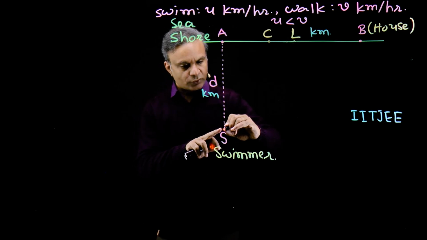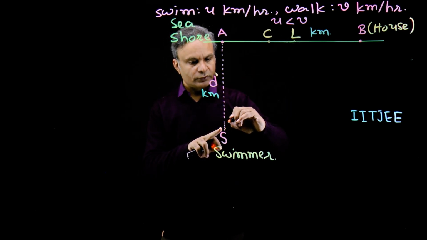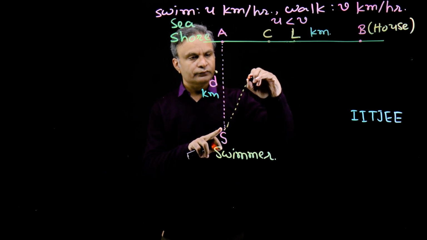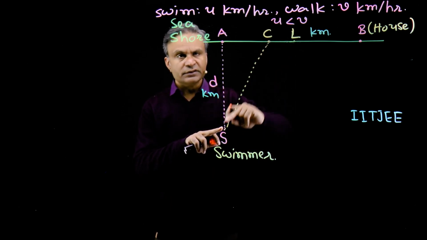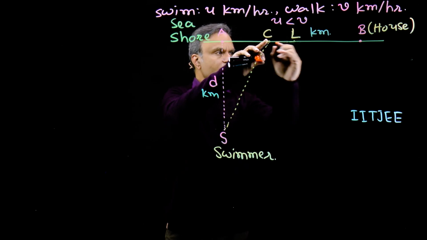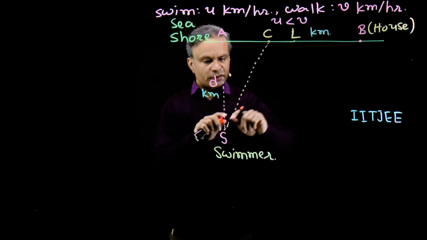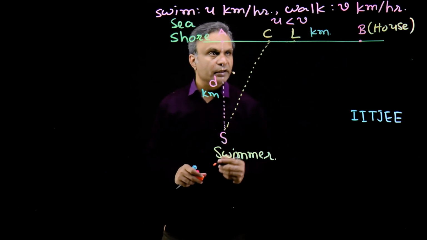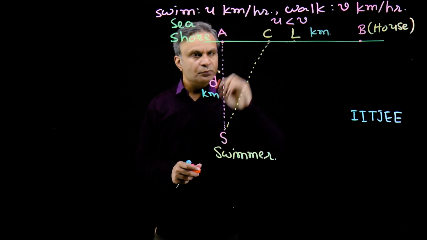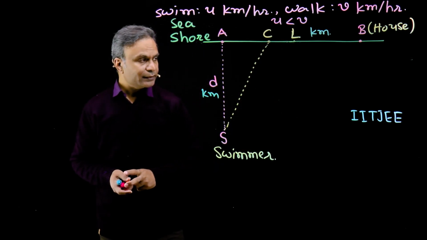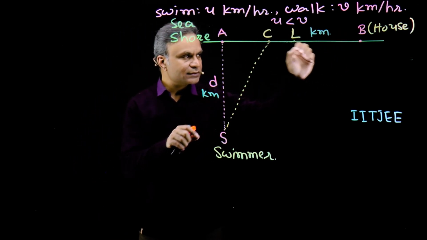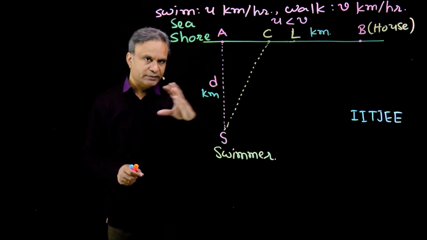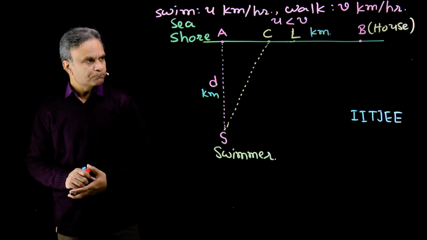He swims from this point to point C. Let's draw this line. He swims this much distance, and then walks this much distance. But we don't know where this point is. We want to find this point such that the time taken by him to reach home is the shortest, the least. How will we do it?